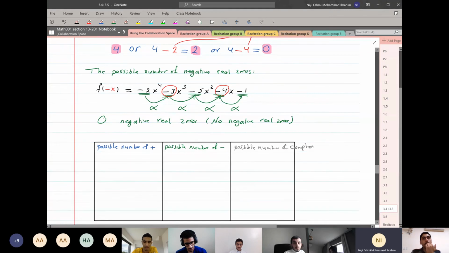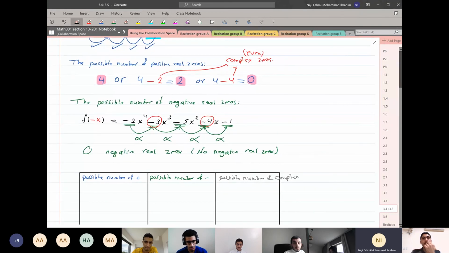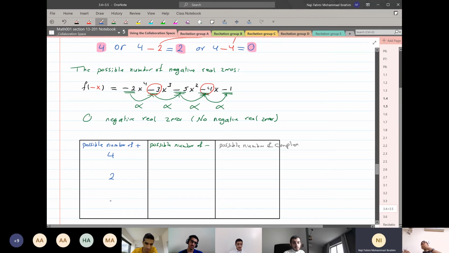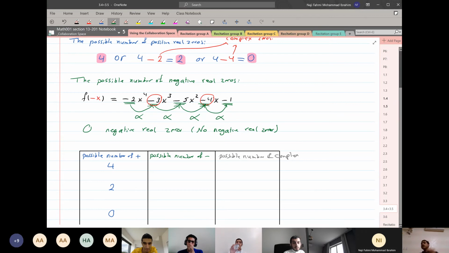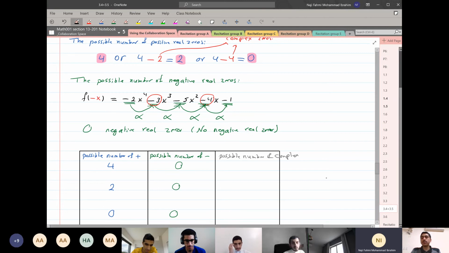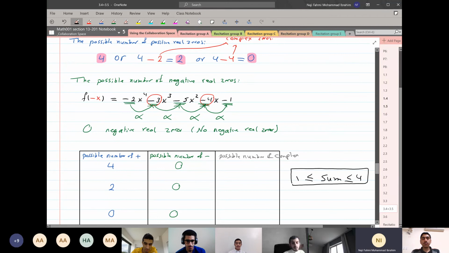Now we said about the positive, how many do we have? Remember the one that we mentioned earlier? We said we have either 4 or 2 or 0. What about the negatives? Always 0. We don't have any negatives. What should the sum of the zeros be? We said the sum of the zeros should be at most 4 and at least 1. So I have to satisfy this rule. The sum of zeros is between 1 and 4.